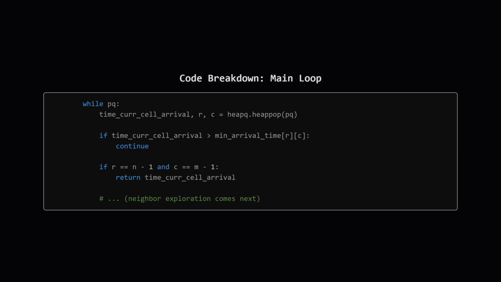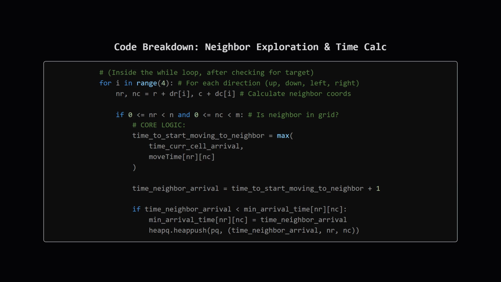If the time we just popped is actually worse than a time we've already recorded for this room, it means we found a longer path to it, so we just ignore it and continue. Then, the exciting part: if the current room is our target, the bottom right corner, then we've done it. We've found the minimum time to reach it, so we return that time. If we haven't reached the target yet, we need to explore the neighbors of our current room.